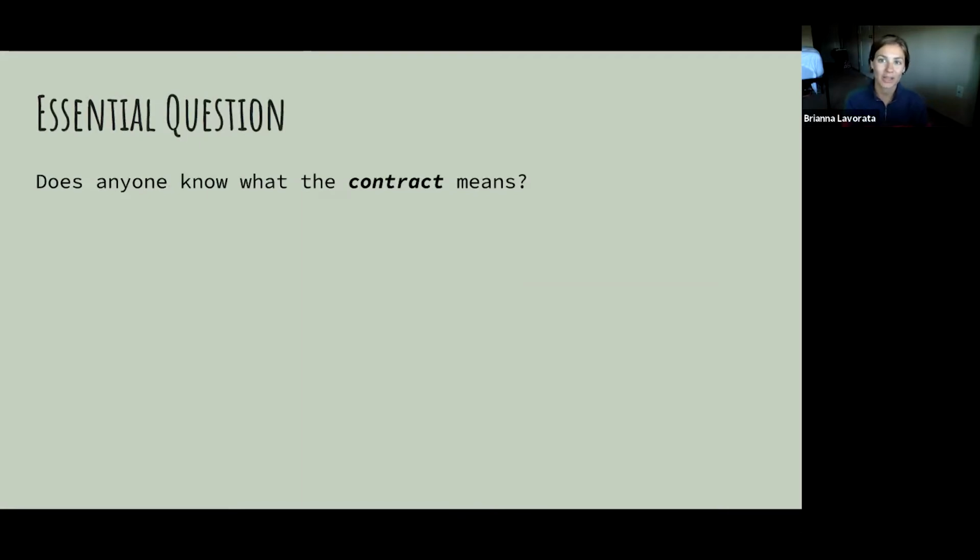So here's an essential question to introduce what we're talking about. Does anyone know what the word contract means? Okay, think about this one. What does the word contract mean to you? I know that this is a new word, but if you've heard it, maybe you might know the meaning to it. Contract, okay? Think about that. Are we contracting something? Does it get bigger? Does it get smaller?